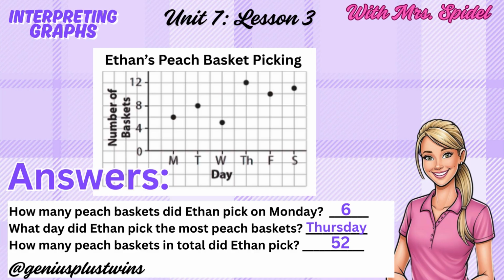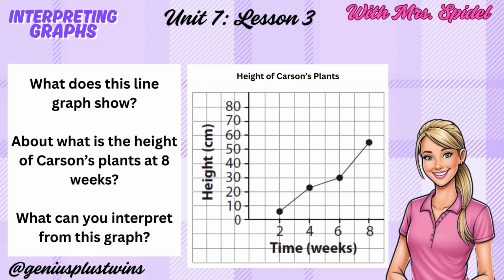All right, welcome back. Here are your answers to practice question number 1. Ethan picked 6 peach baskets on Monday. He picked the most peach baskets on Thursday. And finally, the total number of baskets that he picked, when we added up all of the daily amounts, was 52 baskets in total.